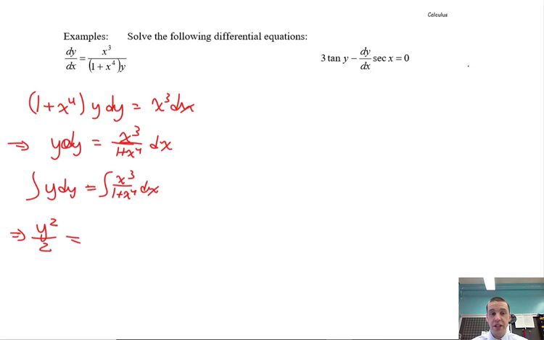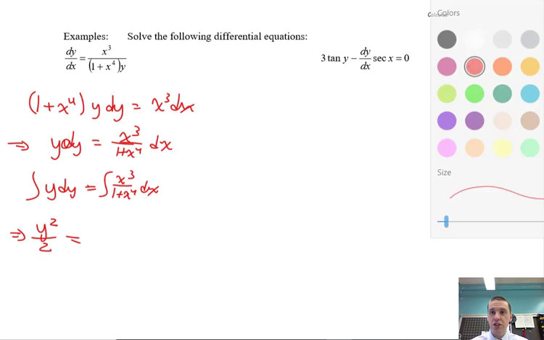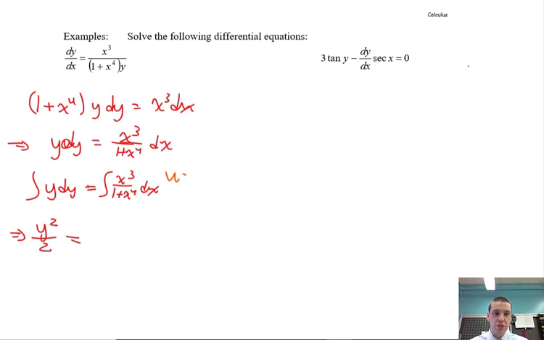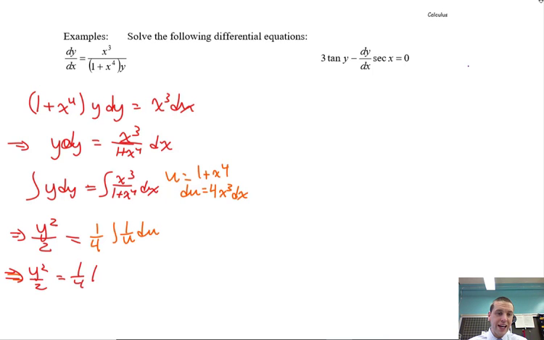The only way we know how to integrate is either by trig inverse functions or by u sub, and therefore we're going to look at u sub here. So our u sub, u is going to equal 1 plus x to the 4th. du will equal 4x cubed dx. And we do not need the 4, so we'll put the 1/4 out in front and get the integral of 1 over u du. Well, so we'll get y squared over 2 equals 1/4 ln of u.